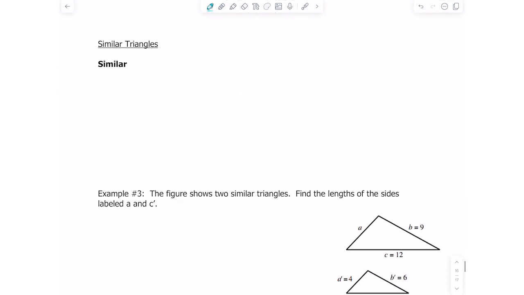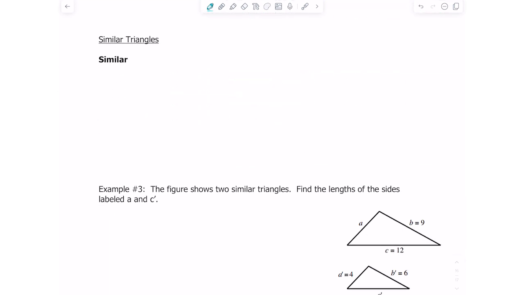Let's talk about similar triangles. Like, what does similar mean? If things are similar, in geometry, it means they have the same shape, but not necessarily the same size.